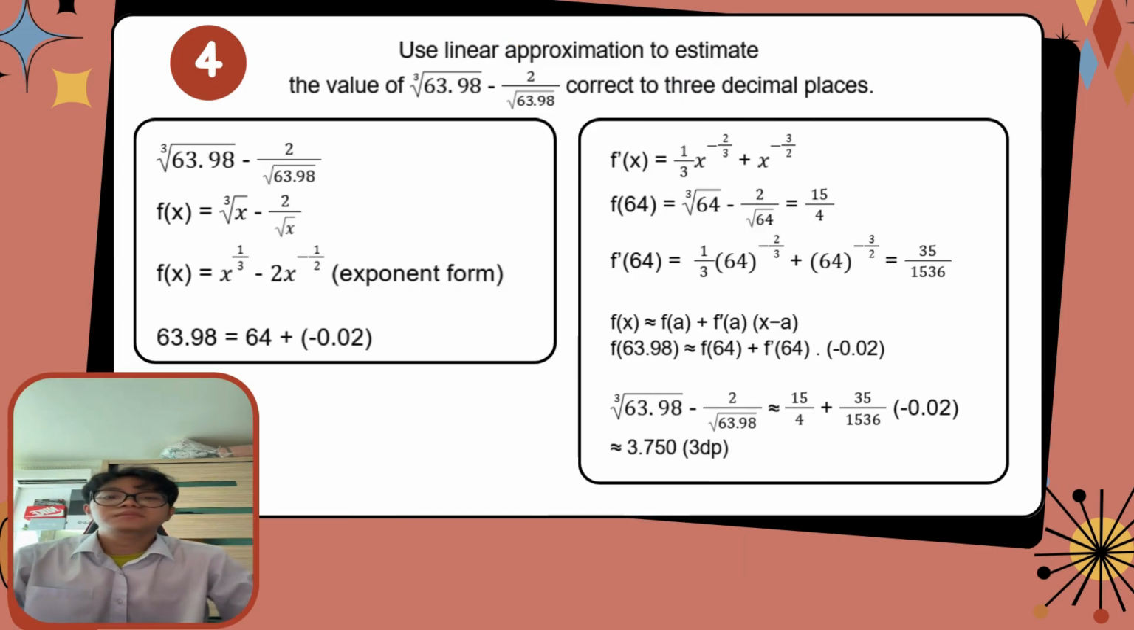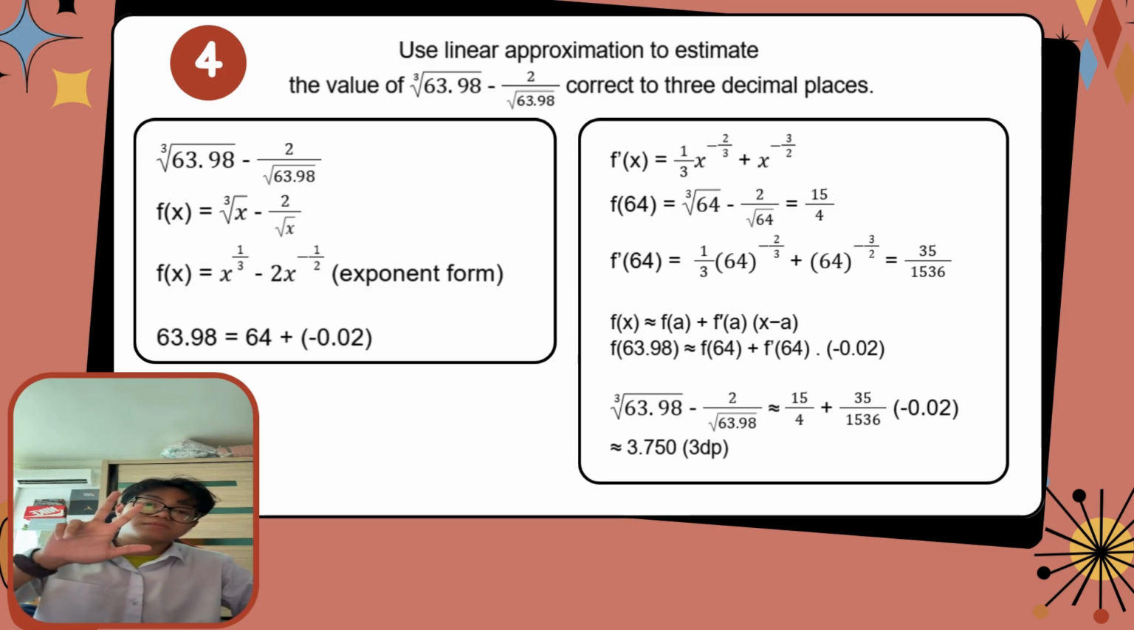Hi, my name is Daniel Hakim, and I'm going to answer the last question, which is question number 4. So the question is, use linear approximation to estimate the value of cube root of 63.98 minus 2 over square root of 63.98, correct to 3 decimal places.